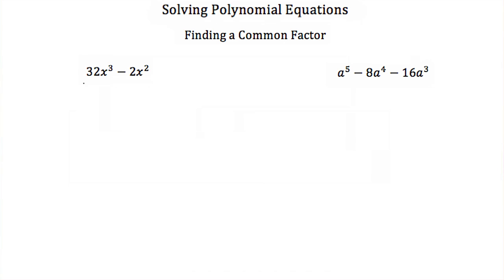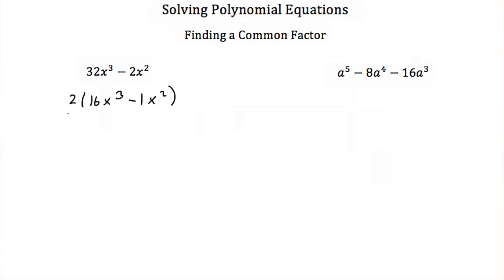of our expression. So here we have 32x cubed minus 2x squared. The easy one to see is we can take out a 2 because 32 is divisible by 2 and so is 2. So if I took out a 2, we'd be left with 16x cubed minus 1 times x squared. If I redistributed this 2 back in, we would end up with our original equation. So that's why we can take out our 2.